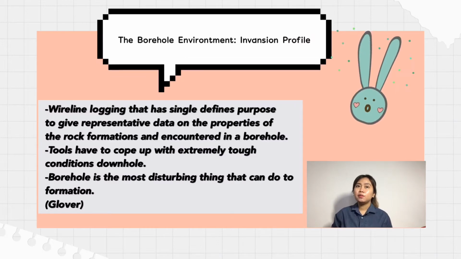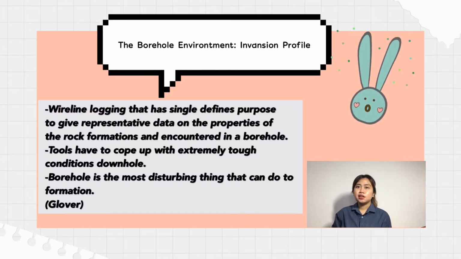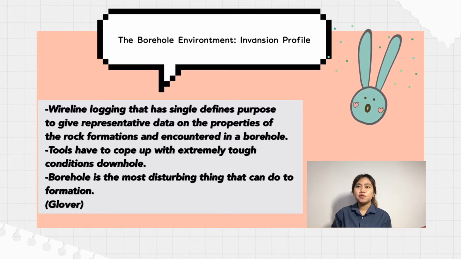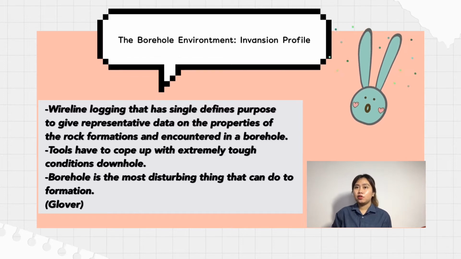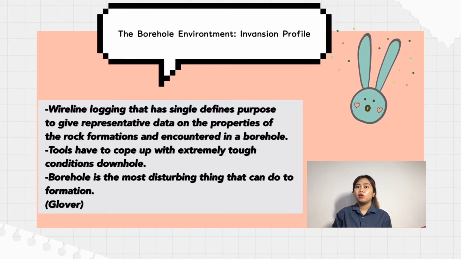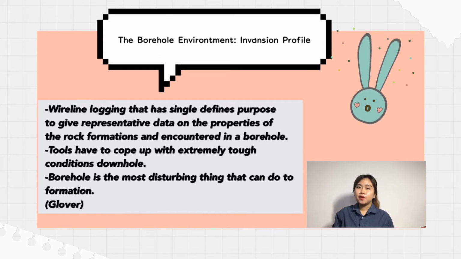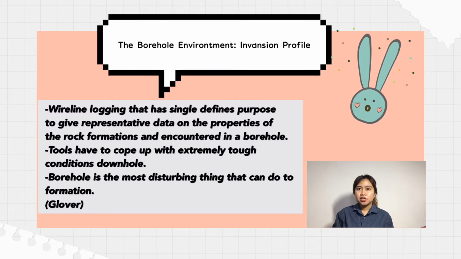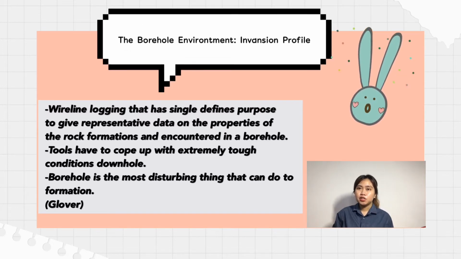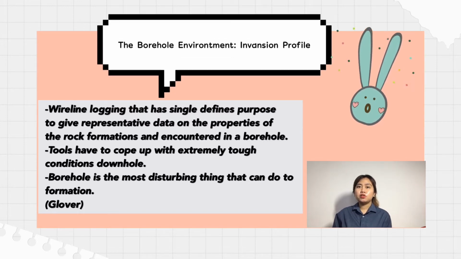Now we talk about the borehole environment invasion profile. Wireline logging has a single clearly defined purpose: to give accurate and representative data on the physical properties of the rock formation encountered in a borehole. So the tools to take the readings have to cope with extremely tough conditions downhole, which are high temperature, pressures, inhospitable chemical conditions, physical constraints by the physics of the measurements, and borehole geometry.